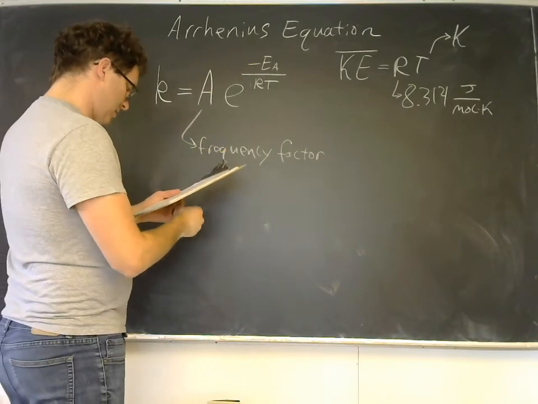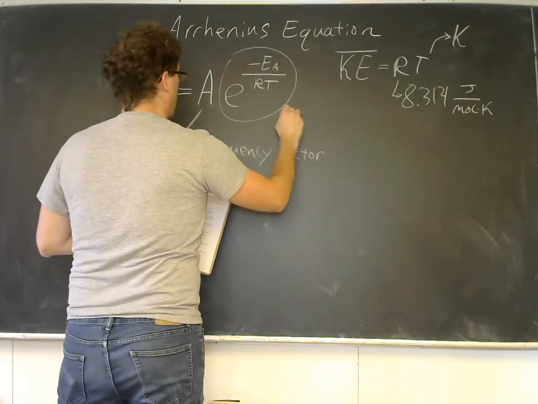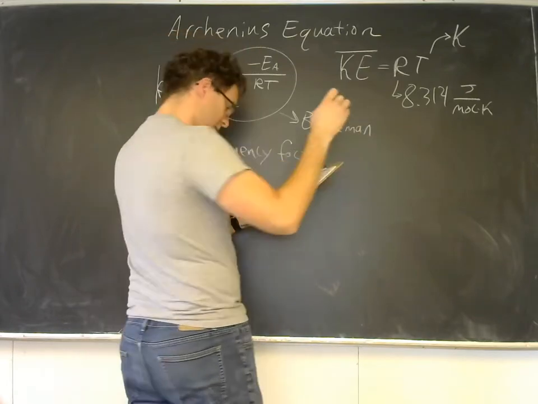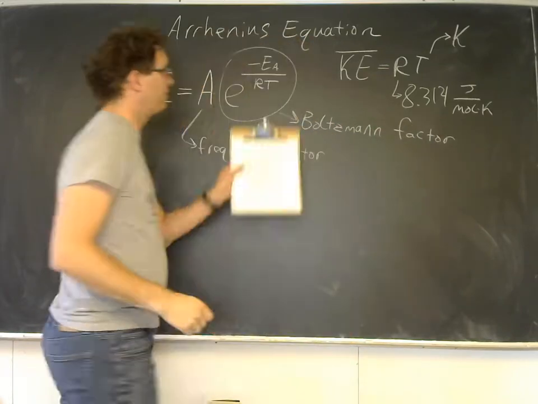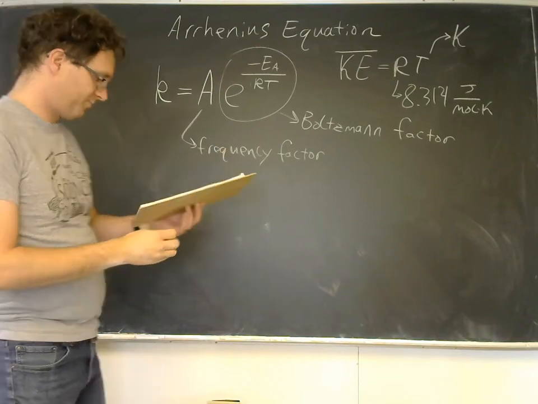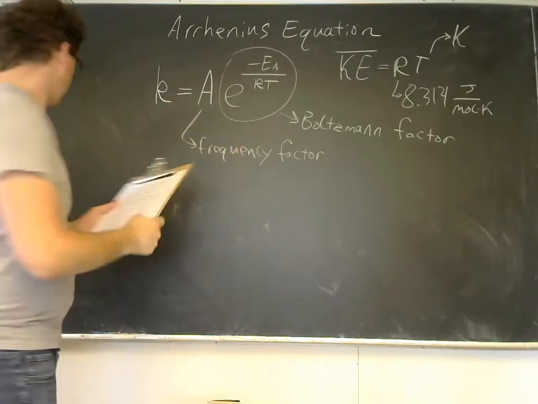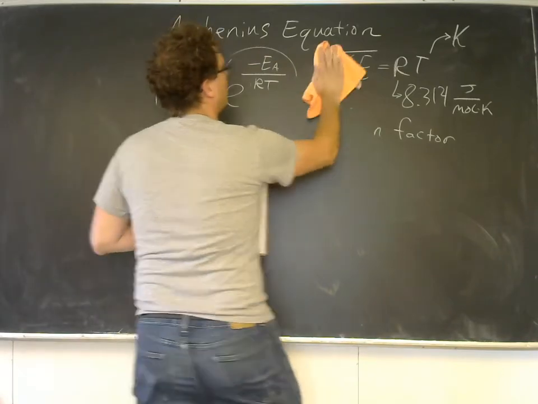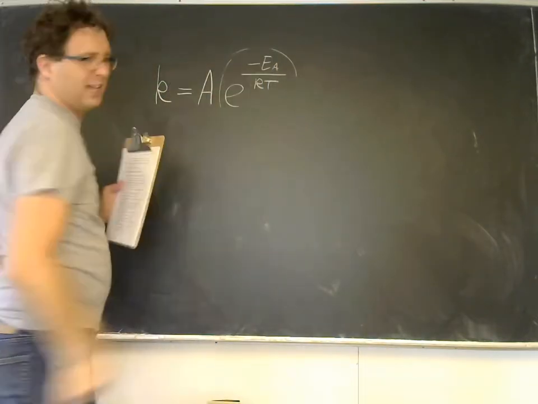So this term overall is called the Boltzmann factor, with two N's. The Boltzmann factor and the frequency factor, or sometimes it's called the pre-exponential factor. So we can use the Arrhenius equation to get some really interesting information about reactions. What we want to do is take the Arrhenius equation and get rid of this exponent.